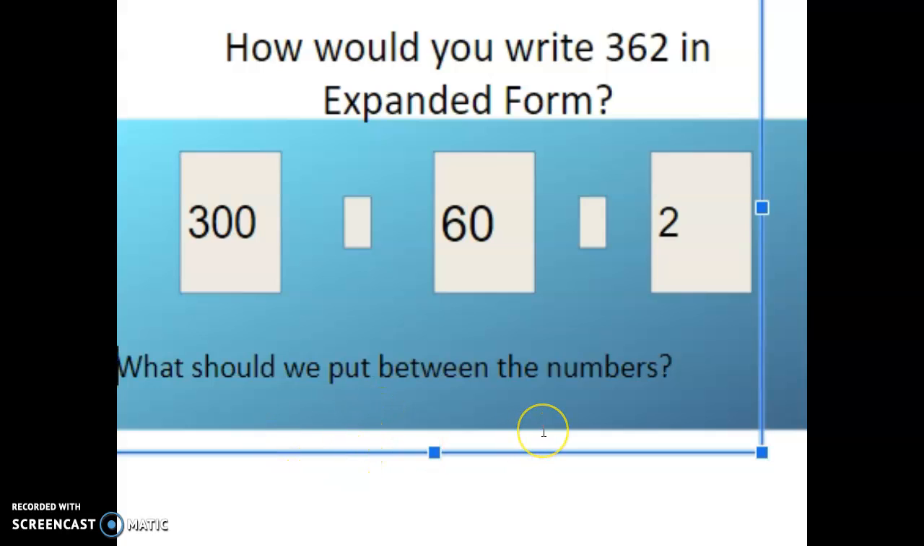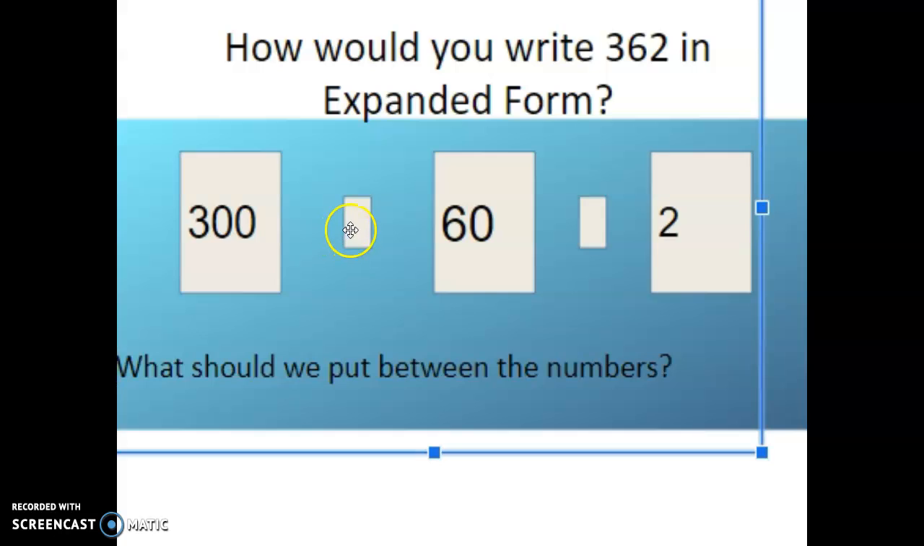All right, the next part of this problem I'm going to ask is about the question that I'm asking at the bottom. If I'm expanding that number and pulling it apart, what should I put in between each number? Because I don't want the number to be parted completely. I just want to stretch it. So I want it to come back together and make that standard form of 362.